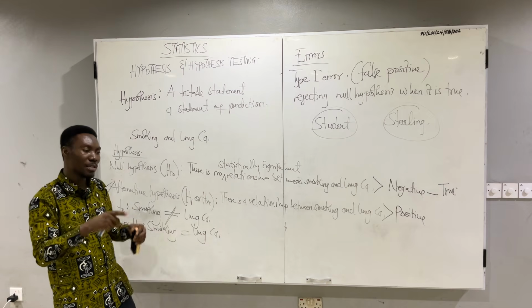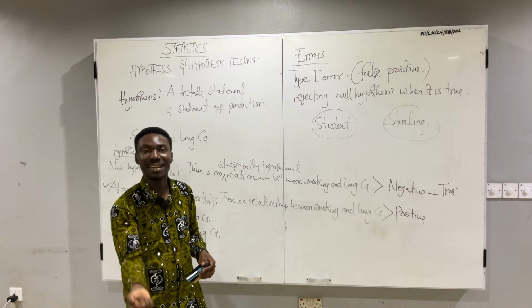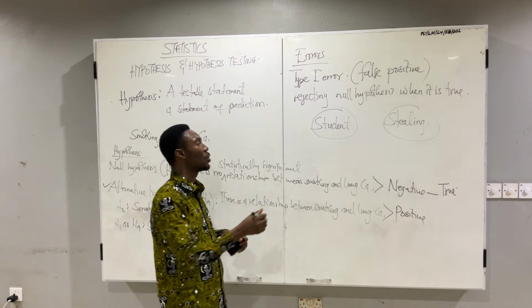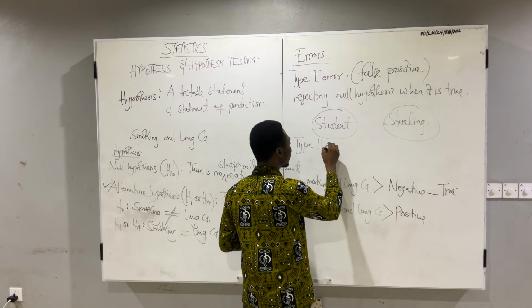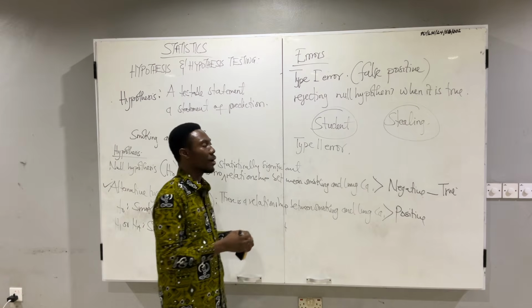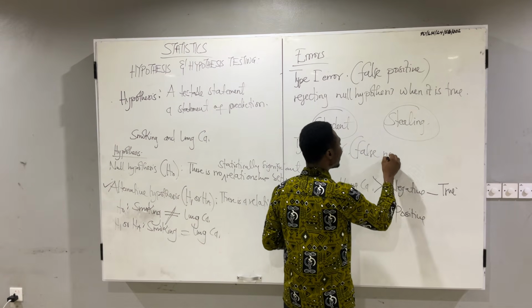Now, in a situation where, during your decision making as a judge, you rejected the alternative hypothesis when it is true, you've committed an error we call type 2 error. Is that okay? Type 2 error is also called false negative.